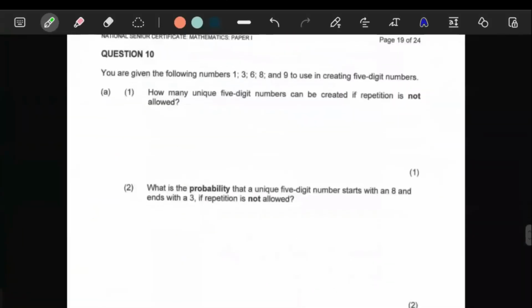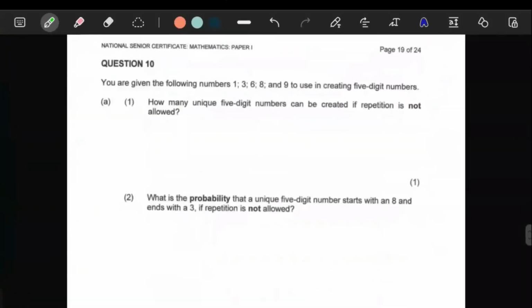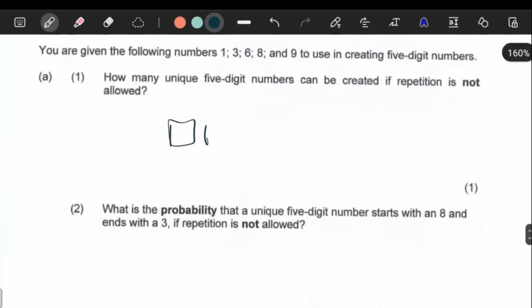But let's move on. Question number 10. It says, you are given the following numbers to use in creating 5-digit numbers. How many unique 5-digit numbers can be created if repetition is not allowed? Very simple, direct question. Digits 1, 2, 3, 4, and 5.